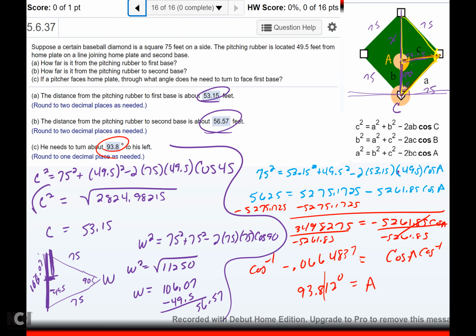And so you can see that truly is not a 90 degree angle. Alright, so we are done.